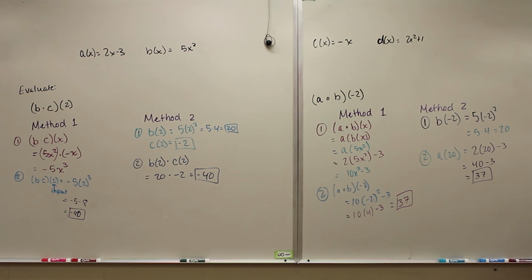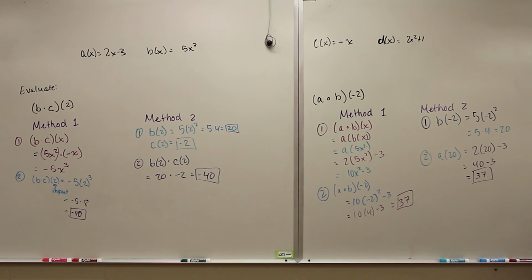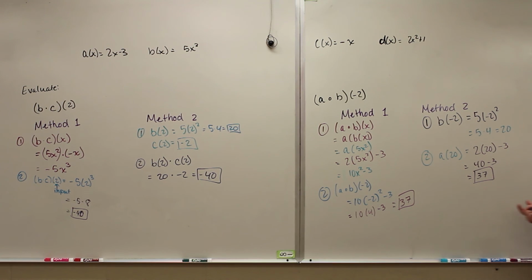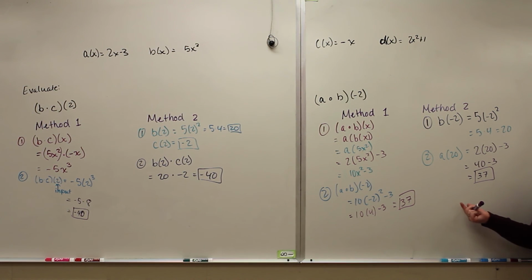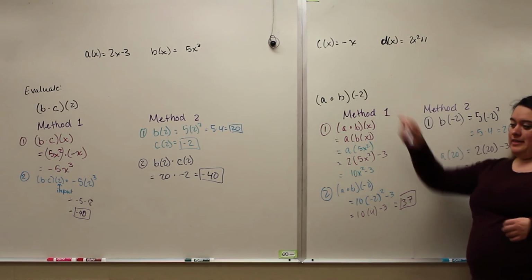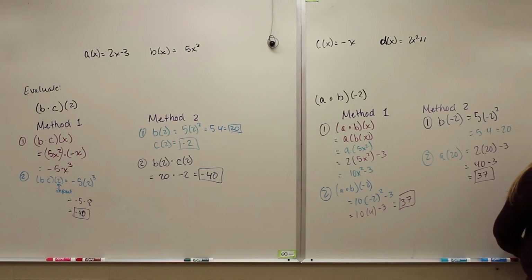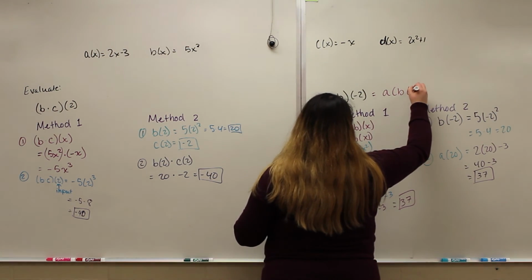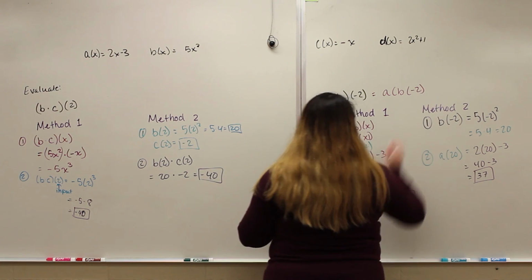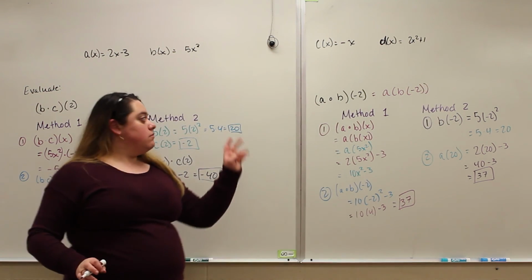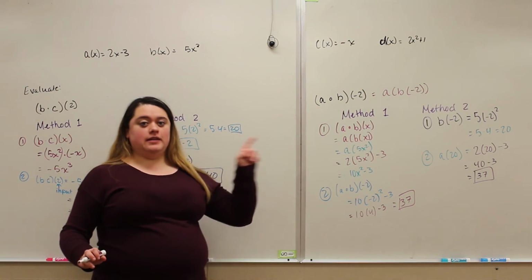So as you can see, it doesn't matter which approach I take, I still end up with the same result. It's a little bit less intuitive on method 2 for composition, but remember, you can always rewrite this as A of B of x. Okay, remember, those are synonymous. They mean exactly the same thing.